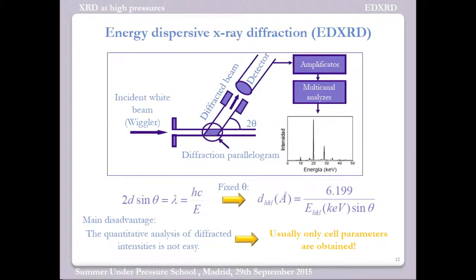In this kind of experiment, we have a white beam coming from a wiggler, which has a continuous spectrum. Then we have incident slits, the sample, which diffracts, exit slits, and a detector coupled with a multi-channel analyzer, which gives you instantaneously, or nearly instantaneously, the intensity versus energy. The main advantage of this technique is that the acquisition of a spectrum is nearly instantaneous, so we can follow the kinetics of a chemical reaction, for example, with a time resolution of some milliseconds to 2 seconds.